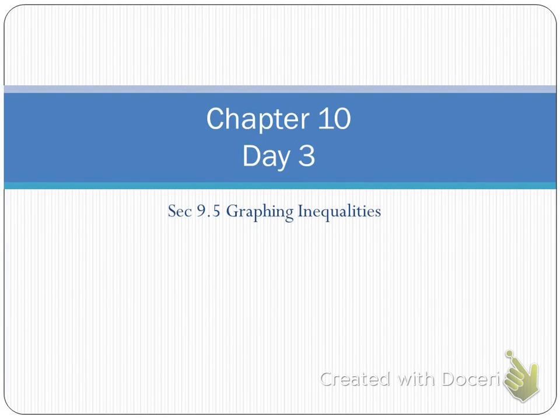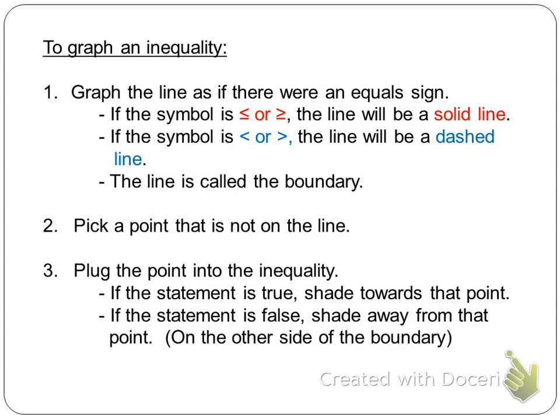Okay, so today we're doing chapter 10, day 3. Ready? All right, so yesterday we had one variable. We graphed it on a number line. Today we're going to graph equations with two variables. So if you see an x and a y, that's where you put it on a coordinate plane. Okay, an actual graph. So this is how we do this.